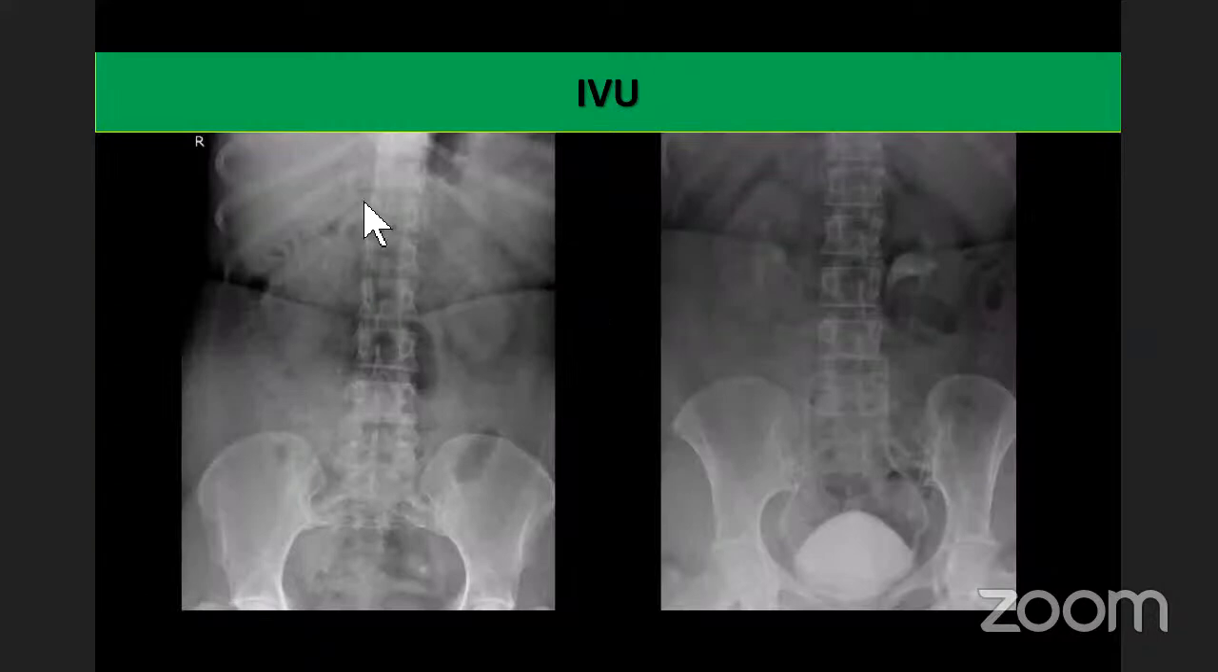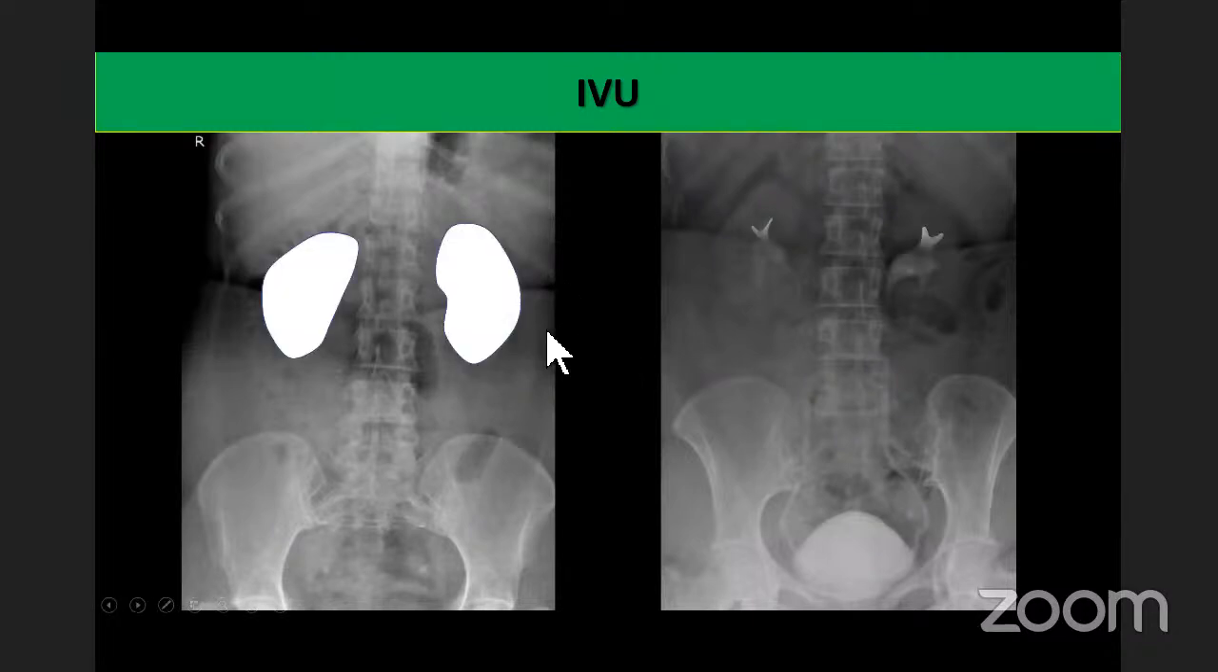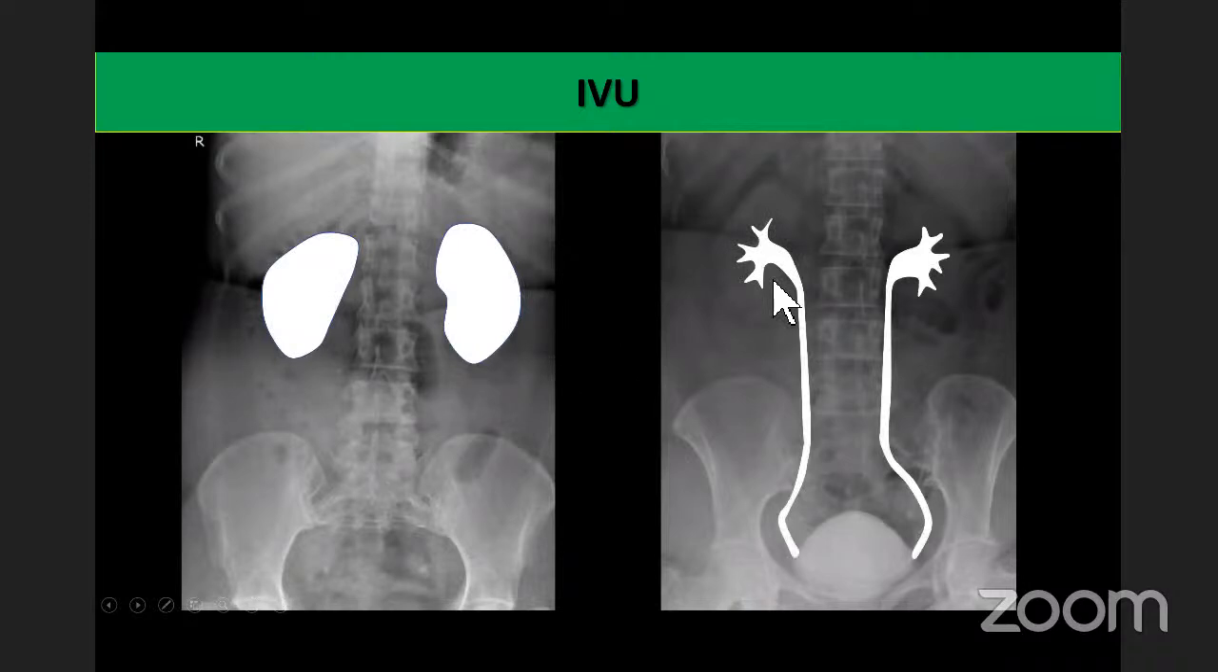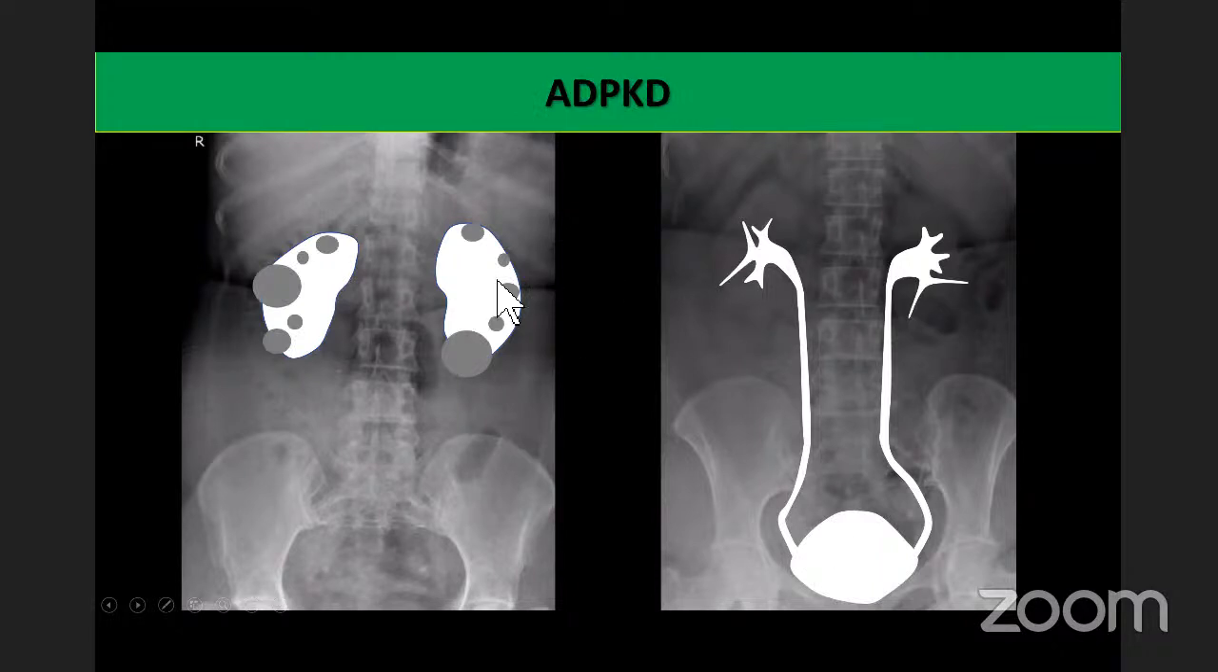And we have seen that IVU has multiple phases, but mainly we need to know two phases. One is the nephrographic phase, one is the excretory phase. Excretory phase can again be split into pyelographic phase and excretory phase proper. At 1 minute, if you take an image, we get the nephrographic phase, and later at 10 minutes we can get the excretory phase. Also we can see the bladder.